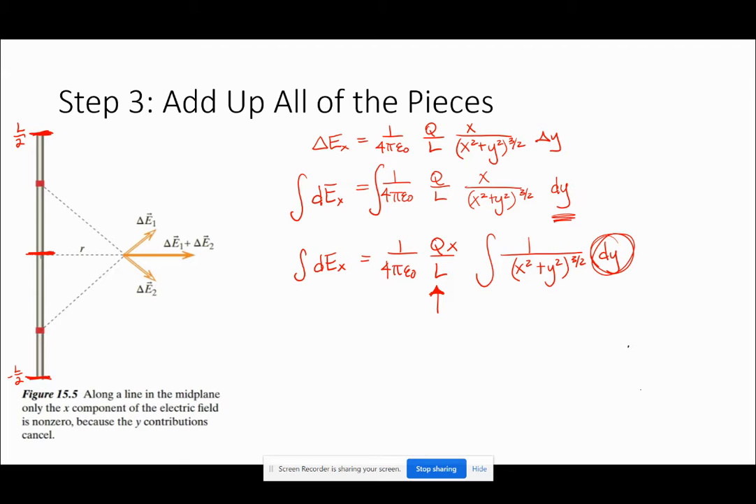And when we do that, we've summed up over the entire length of the rod, and so we expect this part to give us the total electric field along the x-axis, because that's the only direction the electric field will point. So this integral on the left-hand side of the equation is just Ex. Anytime you integrate just d something, you're going to get whatever the something is.